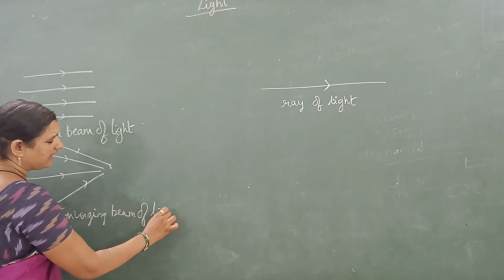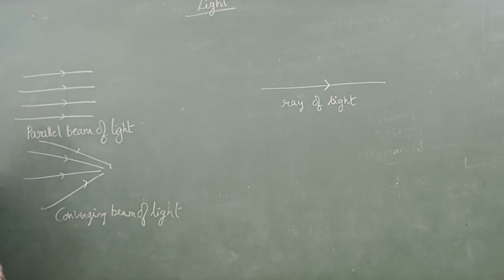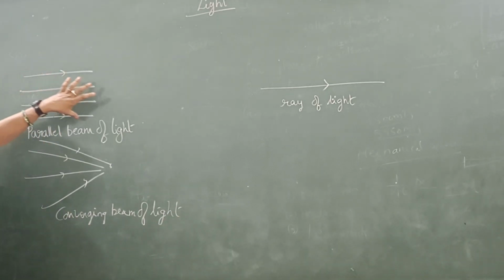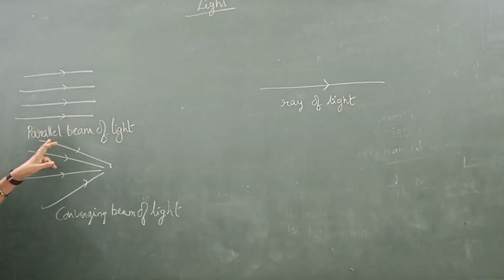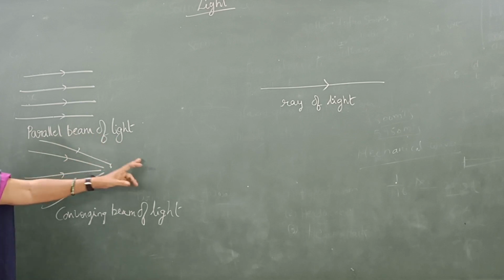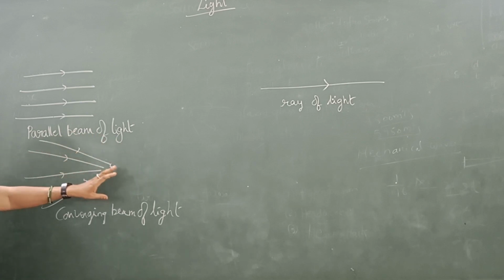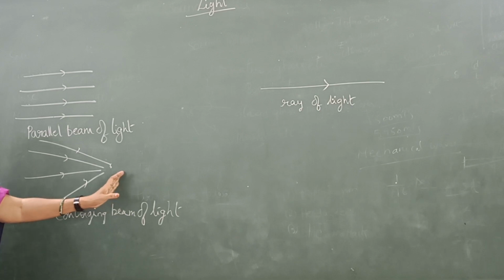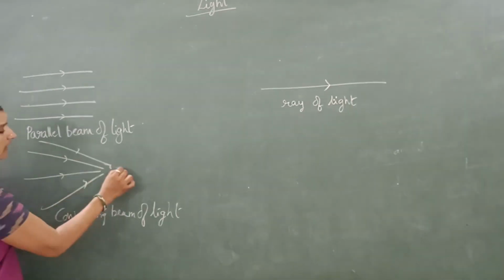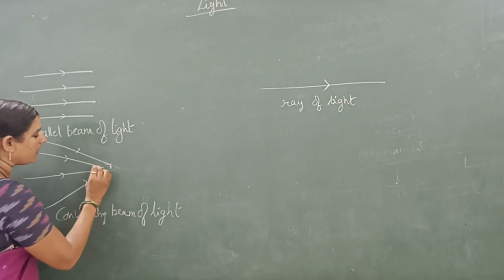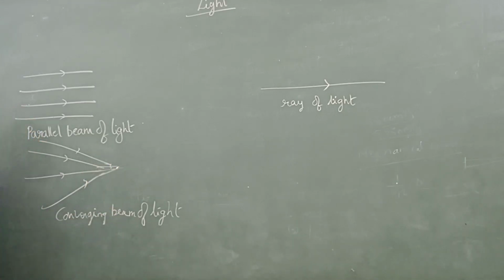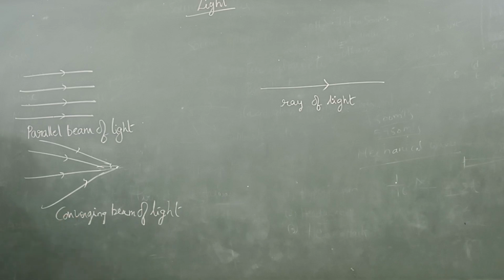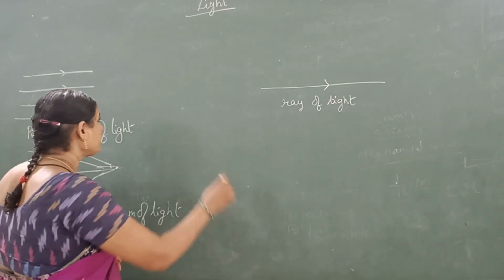If more than one light ray, it is called beam of light. If those lines are parallel to each other, then we can say that is parallel beam of light. If all the light rays go through a particular point, then we can say that all are converging at a particular point. If you extend, all converge and intersect at a particular point, so that is called converging beam of light.